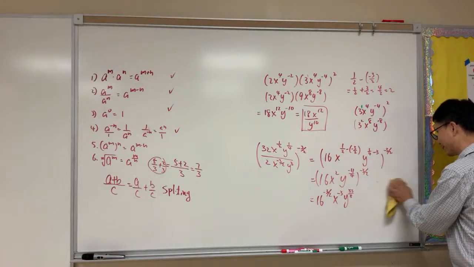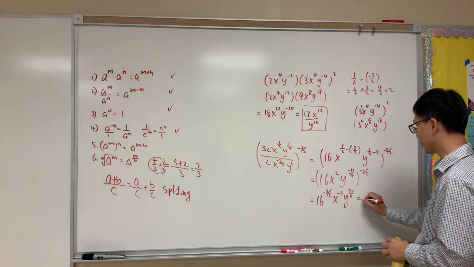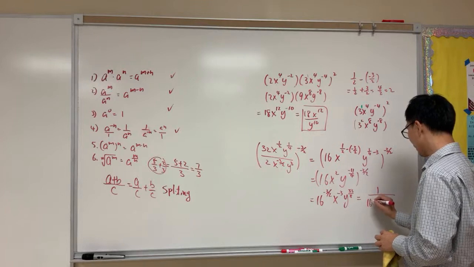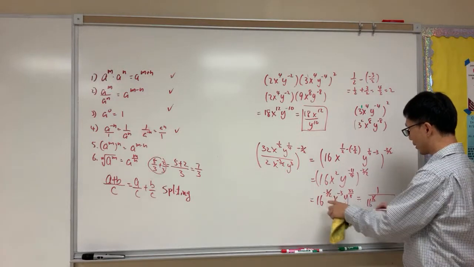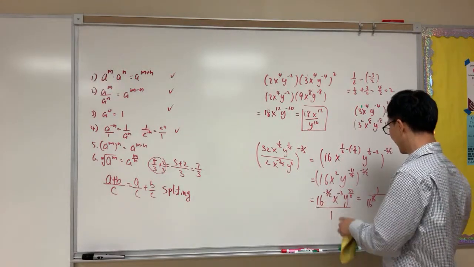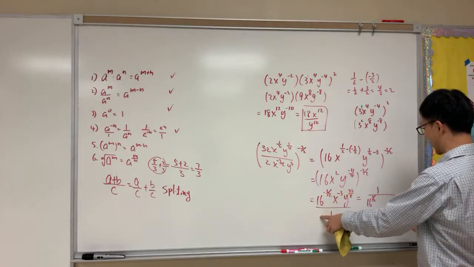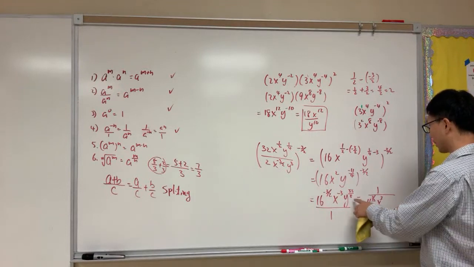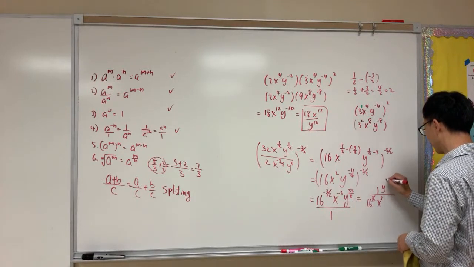Now, I need to look at that negative exponent rule, so it'll be 1 over 16 to the 3 over 2 power, because this is all numerator. So this one's going to change downstairs. This one's going to change downstairs as well. And the y is still staying on the top.